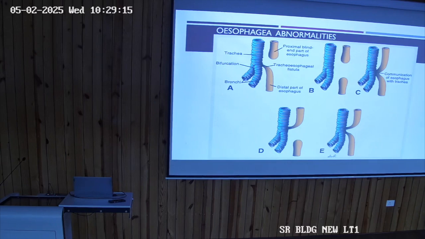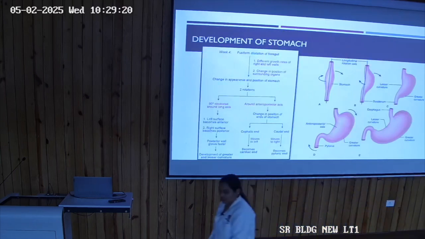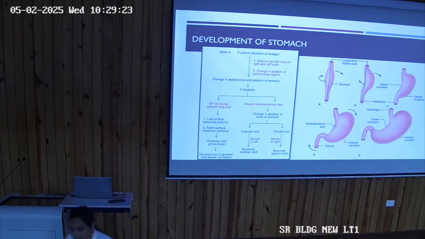Okay. Next we have development of the stomach. The part just below the formation of the respiratory diverticulum, the foregut part that we have seen, just below the esophagus, is fusiform. It grows and forms a fusiform dilatation. Okay, then there are two rotations that take place in the stomach.